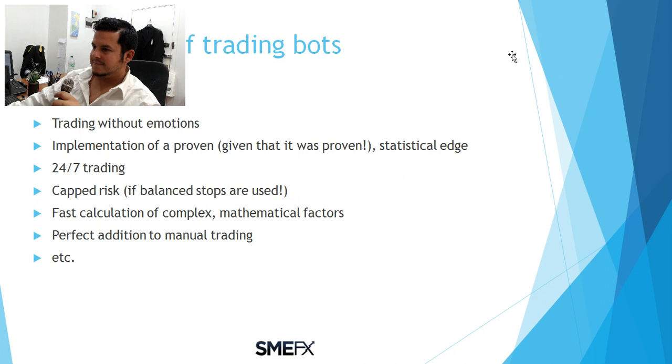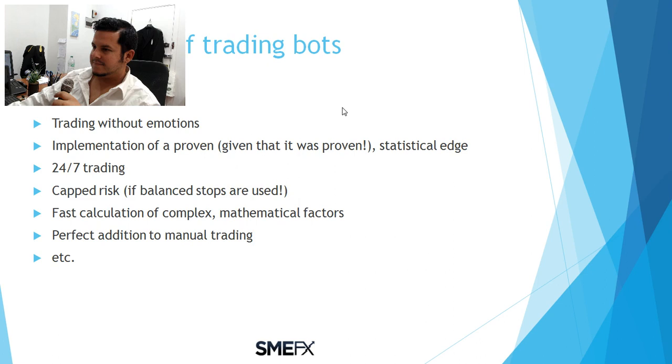What's the advantage of trading bots? So these strategies, they trade without emotions, obviously. They implement a proven edge. Well, if you were able to prove that it actually has an edge, we'll come to that now. They can trade 24/7 while human traders need to sleep. The risk is capped if you use balance stops, okay? You get stopped out or not. And if the trades are closed before the weekend. Fast calculation of complex mathematical factors.